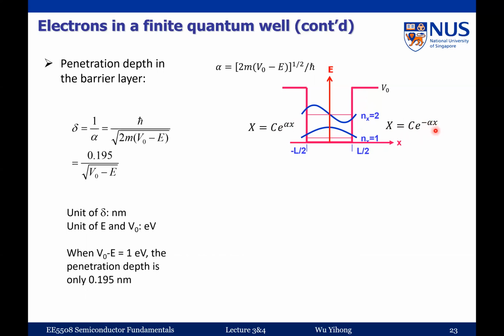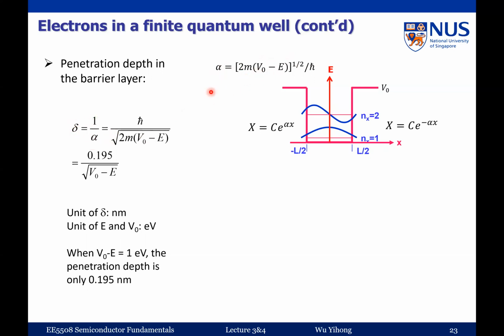Okay, so 1/alpha is the penetration depth. So what does this mean? When you propagate a distance of 1/alpha, the wave function will decay by a factor of e to the power -1. So that's called the decay length, right? And since alpha is given by this one, which in the previous slide we already defined, we can roughly estimate 1/alpha, which is basically the penetration depth.